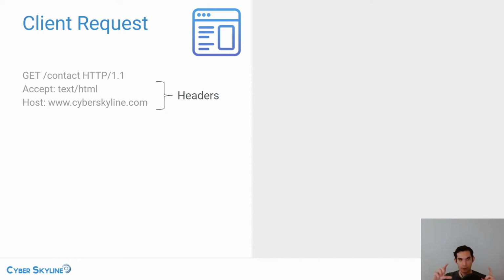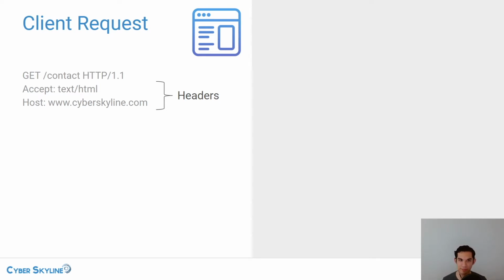This request is being sent. Your browser is a program that's running on your computer. Your browser is acting on behalf of your computer. It's sending that request across the internet to a server. The server then is reading this data. It's literally this text, right? This text is being sent across the internet and then it's being received by the server. The server parses it out and it says, okay, you are trying to get the contact page for cyberskyline.com and you're using the HTTP protocol version 1.1. It will then figure out what to do with that.